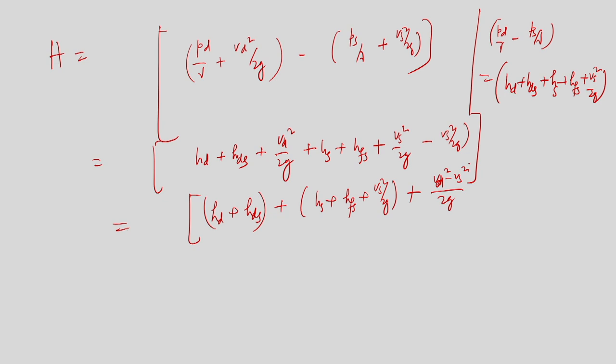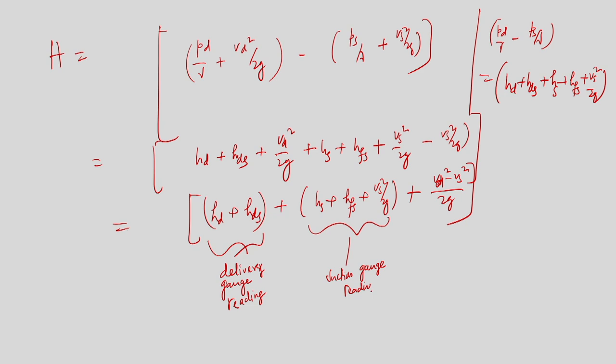So, it has three components. This is the delivery gauge reading, this is the suction gauge reading, and this is the head developed due to the change in velocity between the suction and delivery side. So, the total head developed by the pump, from the pump testing operation, I can obtain by knowing the delivery gauge reading plus suction gauge reading plus the head developed due to change in velocity between the suction and delivery side.